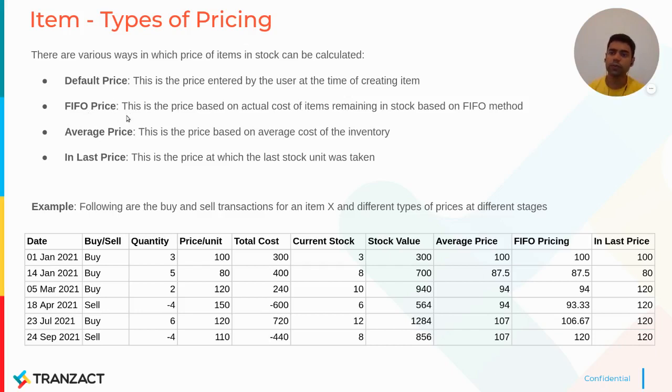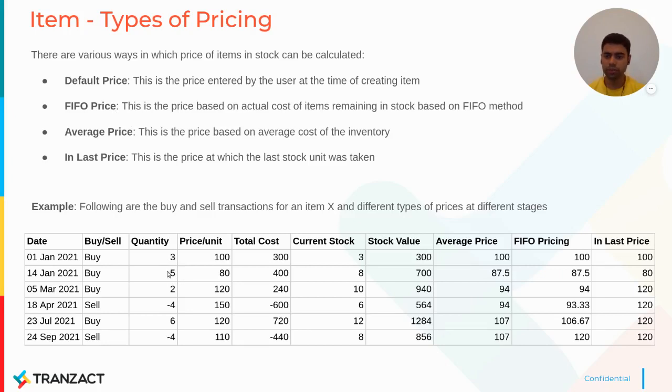Next, FIFO price. FIFO price is essentially first in, first out price. What it means is that if certain items are bought in a sequence and the items are sold, then the items that were bought earlier will be sold first. In this example, we can see that items were bought on 1st Jan, 14th Jan, 5th March, and sold on 18th April. So the 4 units that were sold on 18th April will come from the units bought on 1st Jan, 3 units, and 1 unit from those bought on 14th Jan. That is called the FIFO method.